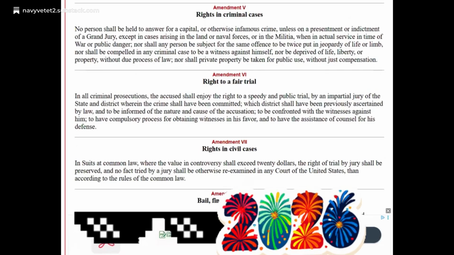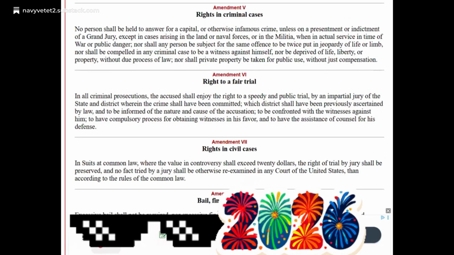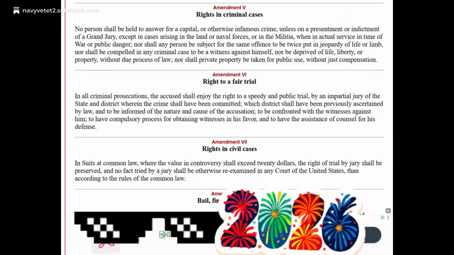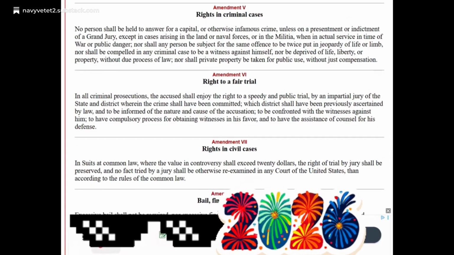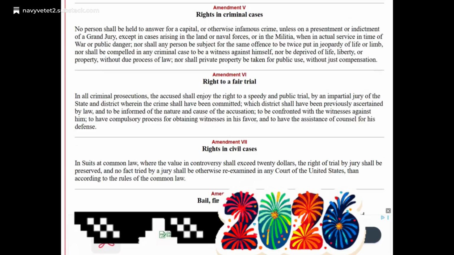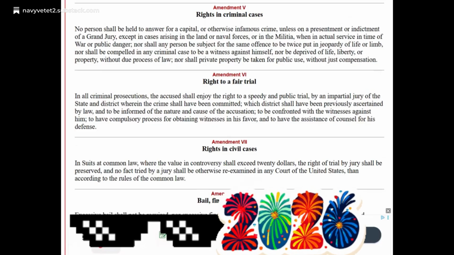Amendment 5. The Fifth Amendment, and this is the one people may take, was ratified in 1791. I think the first ones are 1791. This was ratified in 1791.